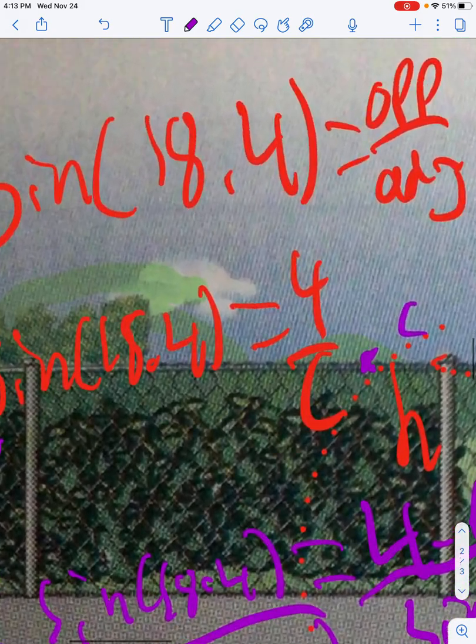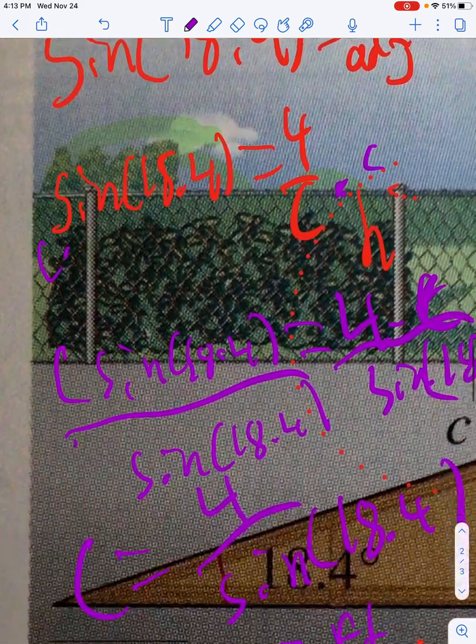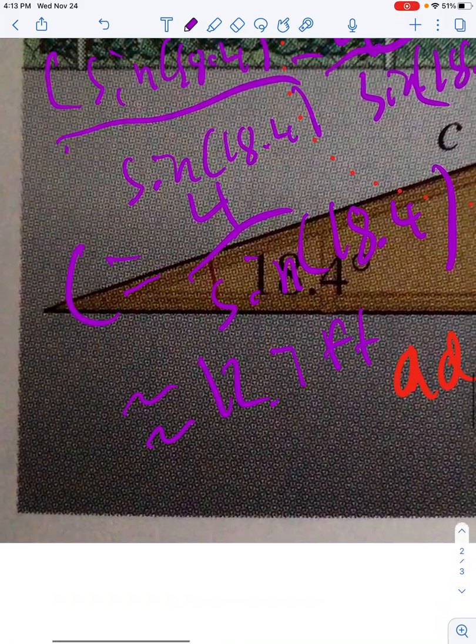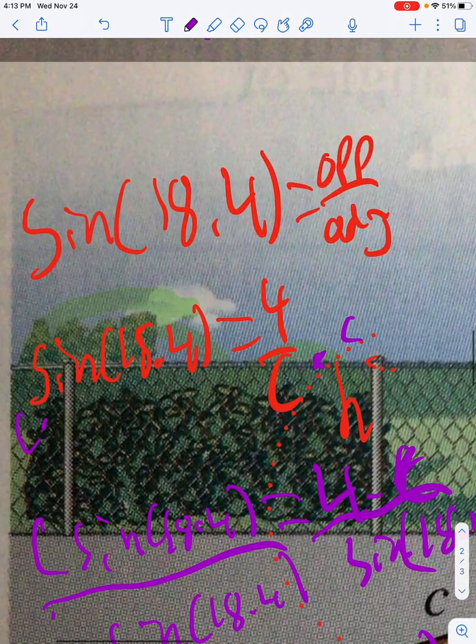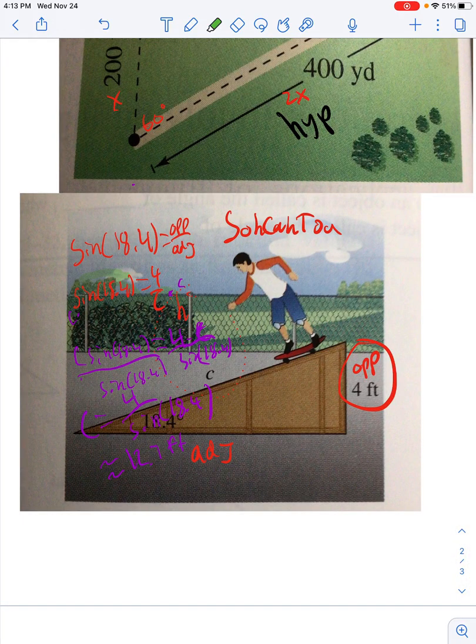Again, after you've done a lot of these and you get into this situation, you'll recognize that by going through these steps, you end up just swapping places with the c and the sine 18.4.